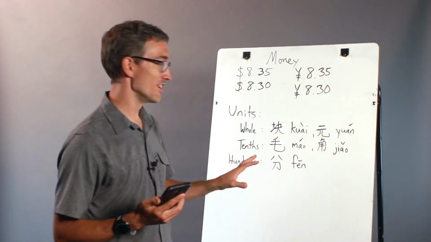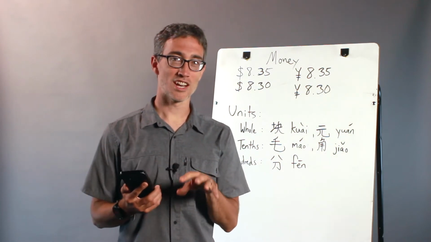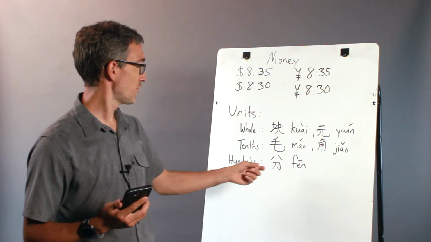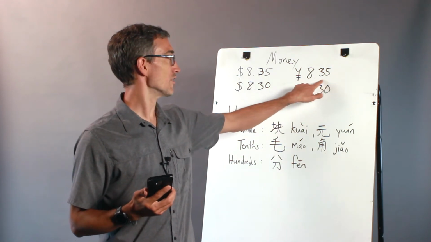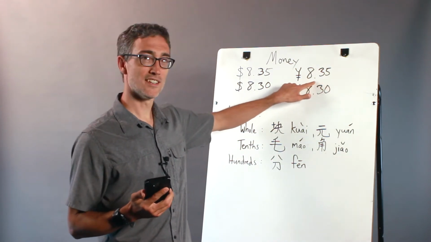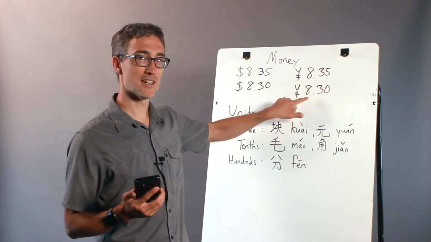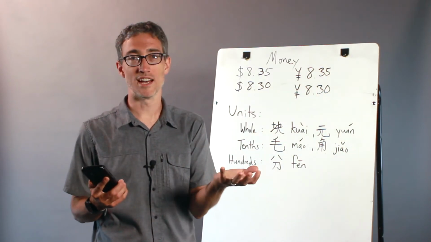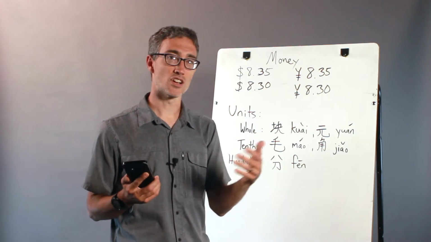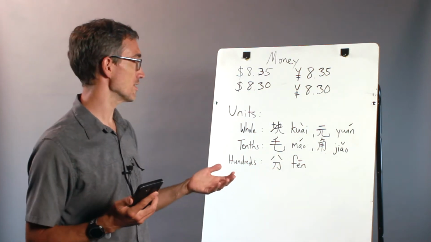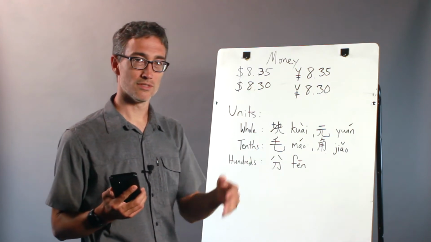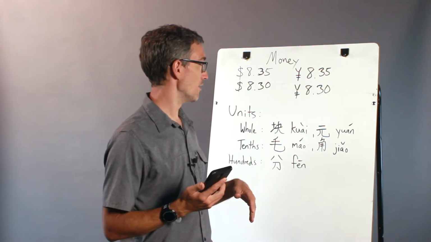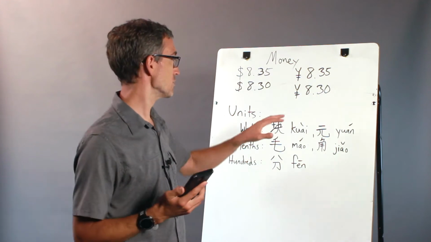So, however, here's the deal. In the PRC in China today, this fen is basically obsolete. So you will almost never hear a price that's like this. It will always be like this, because the fen is so small, it's not used. Just like cents are starting to phase out in America as well, because who wants to carry around a bunch of little cents? Talking about nickels and dimes is just fine.